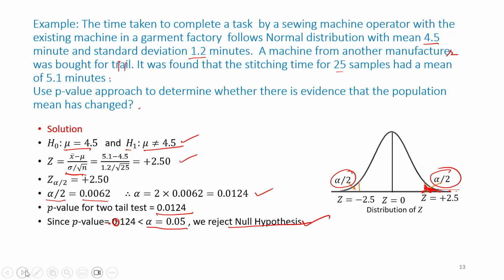So p-value always means it is the area beyond the value of Z. Area what? Tail area of the standard normal distribution curve beyond the calculated value of Z. That is the value of p. And the lesser the value of p, we have to reject the null hypothesis. So the conclusion is that the population has changed from the previous value.